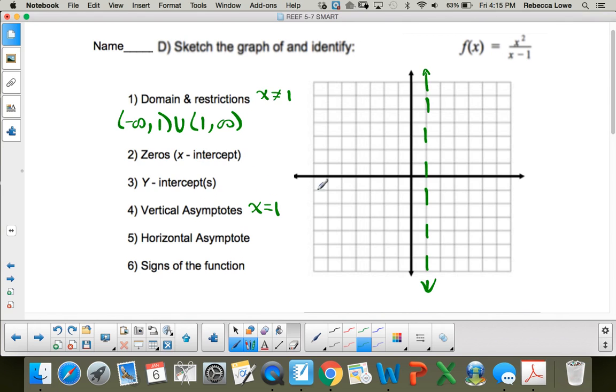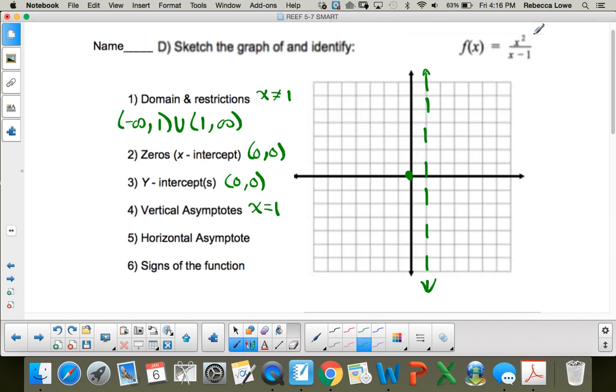Zeros. When I plug in 0 for the function, I cross multiply and I get x squared equals 0. So the x-intercept is 0, 0. That means the y-intercept has to be 0, 0 as well. So I know this is an important point right here. It's where the graph either touches it and goes up and comes back down, or it will get really close and do something funky like that. But we'll see.